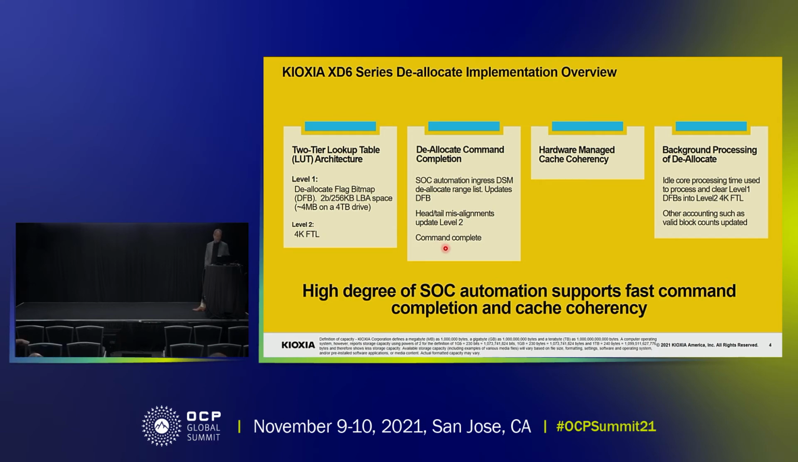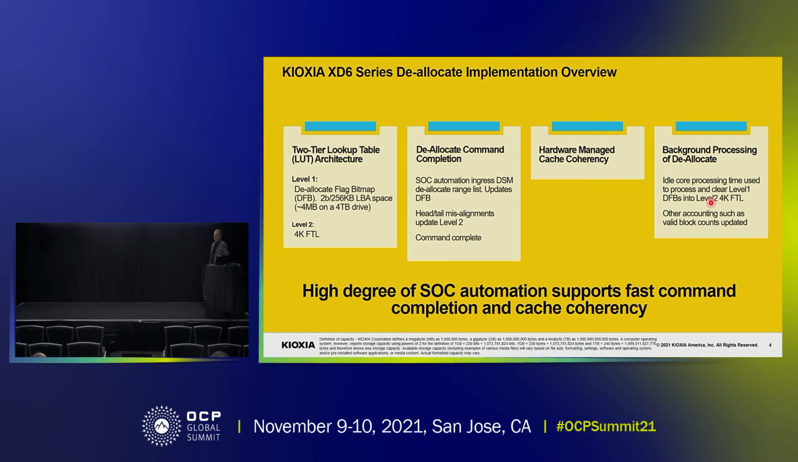Now two things would happen after that. One is any reads or writes that would occur after that, before the trims are fully processed. The hardware managed the cache coherency. So once it recognized the data was in the first level table, the hardware would properly return it as trim data. And the second thing is if writes came in, it would recognize, oh, this is a write on trim data, and would manage that correctly. And then finally, we would process this level 1 table into the level 2 table pretty much when we had any idle core processing time internally.